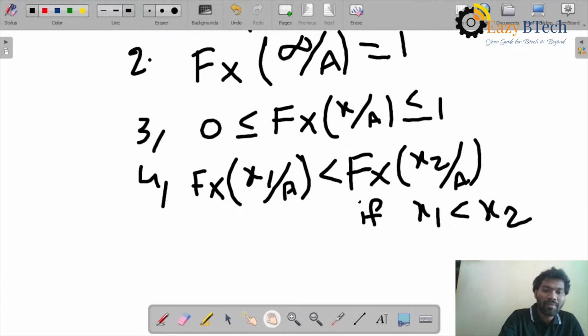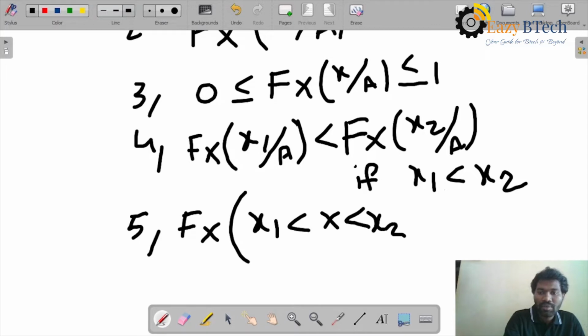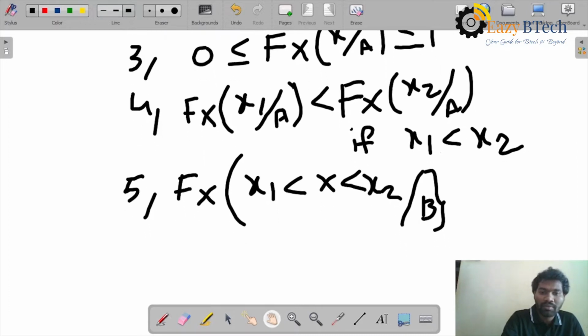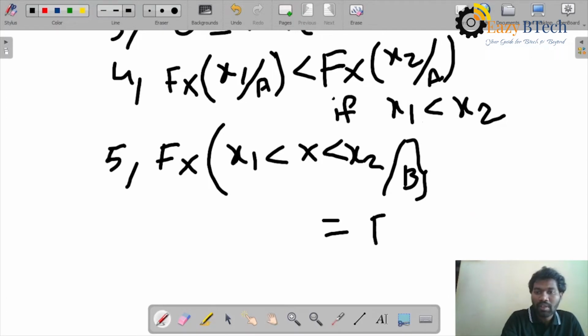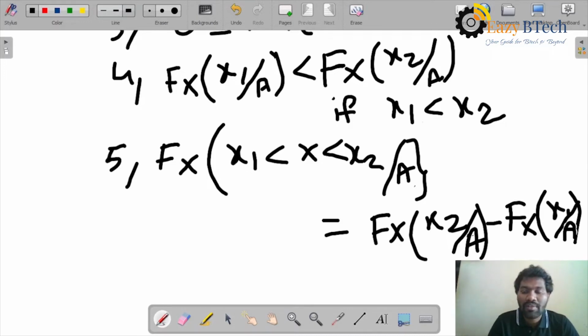Now the fifth property is Fx of x1 less than x less than x2 given B is equal to Fx of x2 given B minus Fx of x1 given B, or B or A. Here in this case I took A, so again I am changing this to B. Whatever it may be, if it is A, you should write A. So Fx of x1 less than x less than x2 given A is equal to Fx of x2 given A minus Fx of x1 given A.